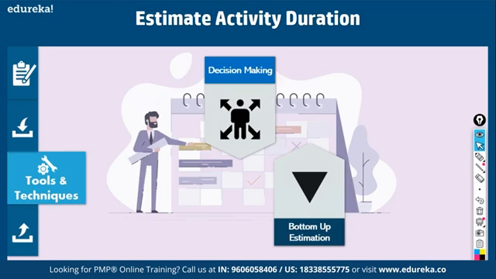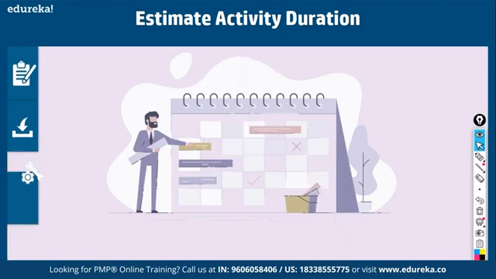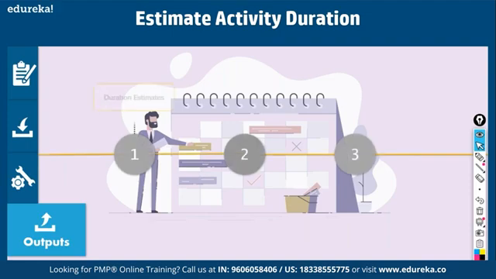Fine. So bottom up estimating is where you know the activity level information and you work it upwards. Okay, from work package upwards. That is called bottom up estimating. Okay. Then finally, you come up with duration estimates for each activity. Okay, for each work package, right? Let's say requirement documentation, there is one work package, right? Well, that will take 30 days. You come with duration estimates. Fine.